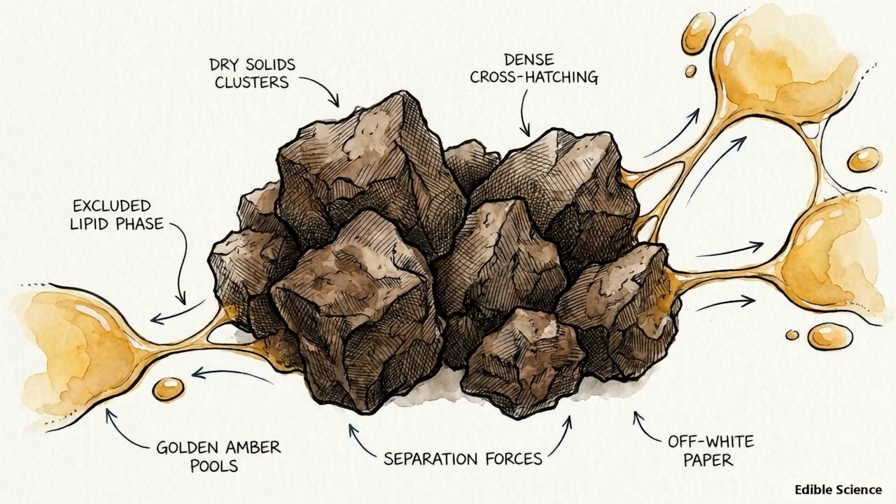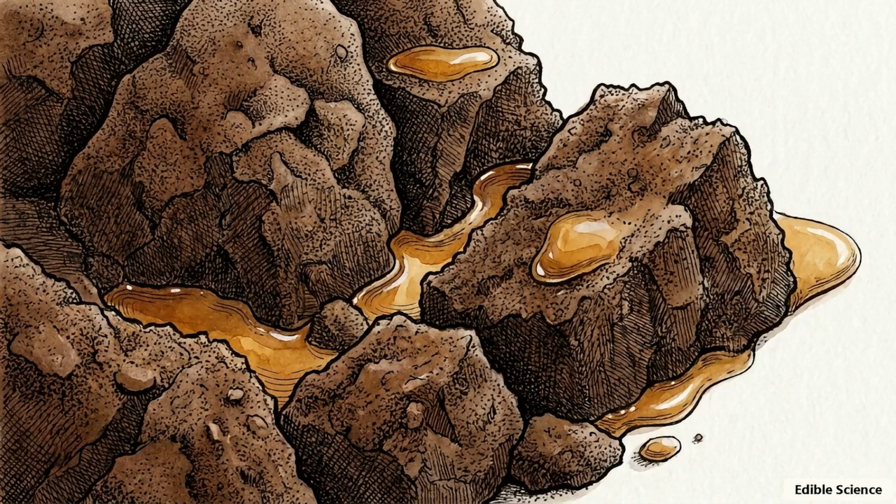The syrup pulls dry solids into massive, rock-hard clusters. As these clumps form, they squeeze the continuous lipid phase out of the way, pooling separately from the agglomerated mass. A seized bowl is a broken suspension, a phase separation driven entirely by a rogue pocket of aqueous syrup.